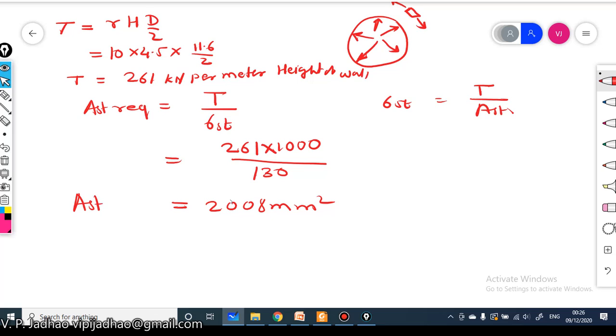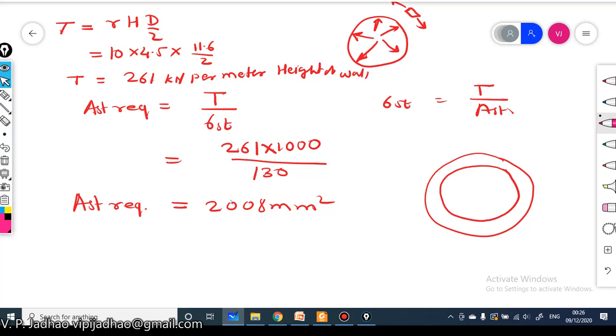This is the AST required in the wall in terms of circular rings, throughout the wall like this. If this is your wall, we will be providing these rings of cross sectional area 2008 mm square, like this. Circular rings. So AST required is 2008 mm square.